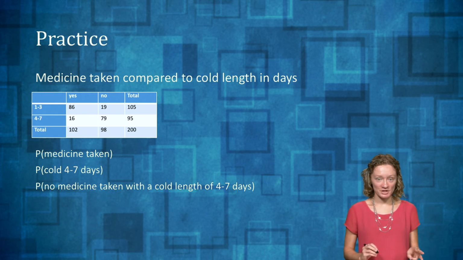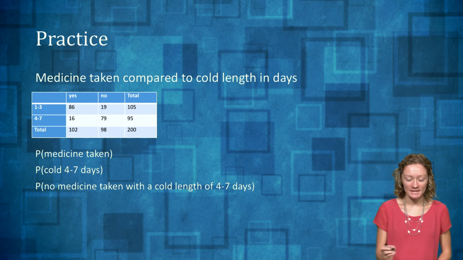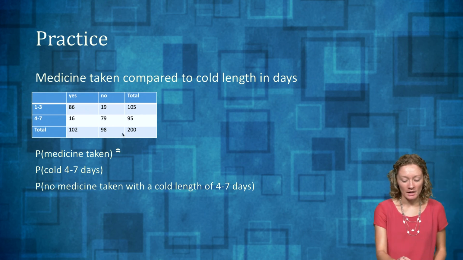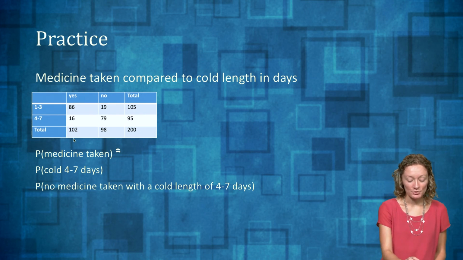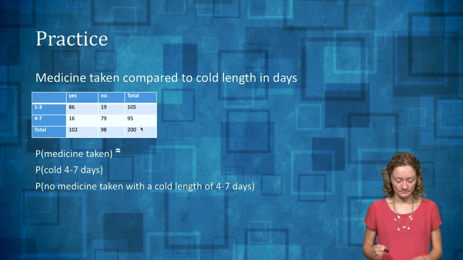Okay, so 3 questions about this chart. We're first looking for what's the probability that medicine was taken. We can see from the bottom here, there were a total of 200 people that were involved in this survey. 102 did take medicine, 98 didn't take medicine, that adds up to 200. And of those same people, 105 had a cold length 1 to 3 days, 95 had 4 to 7. Again, total of 200 people.